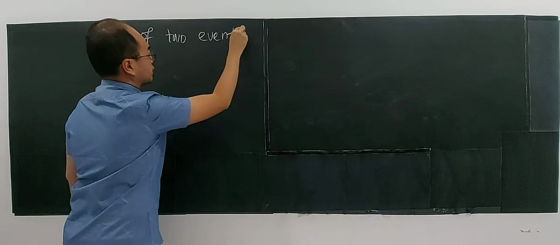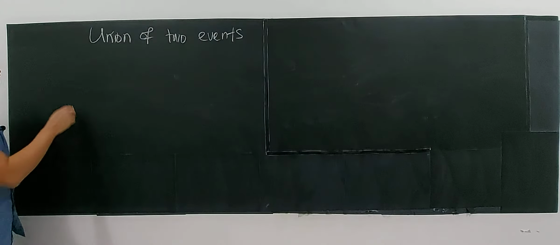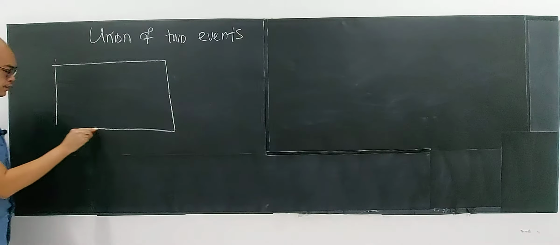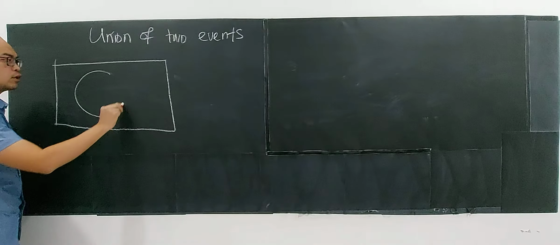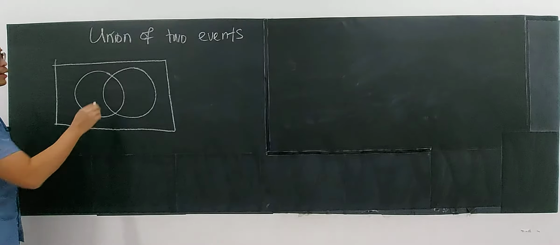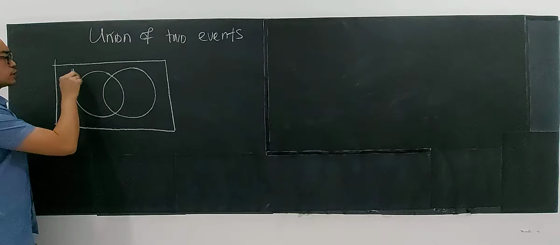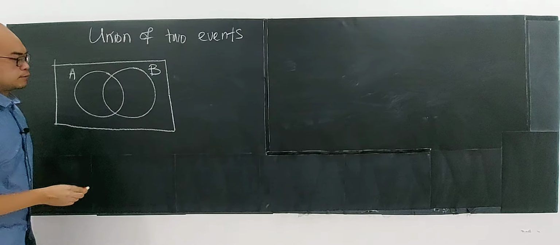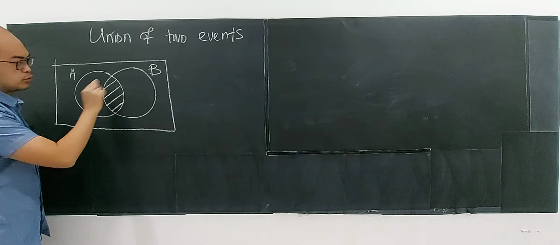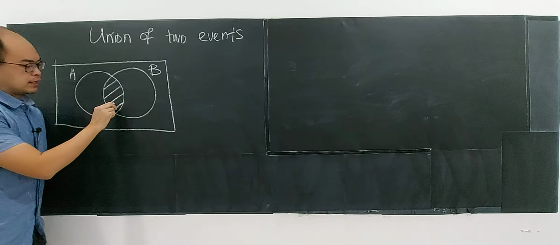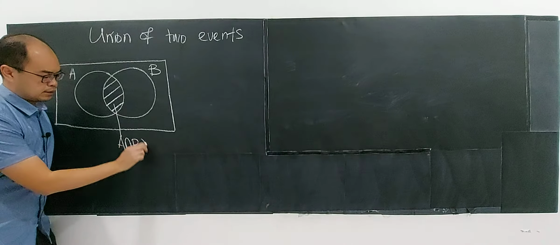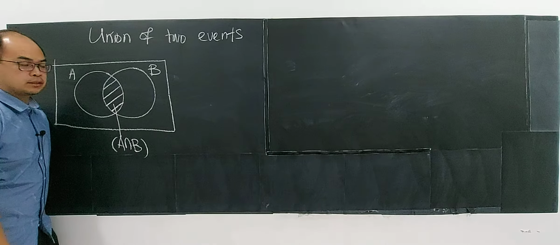For example, I have events A and B, right? Events A and B can sometimes occur together. If they can occur together, we say they are non-mutually exclusive events. That means there is an intersection between event A and event B, between these two regions, and this is the A intersect B, the set of A intersecting B.